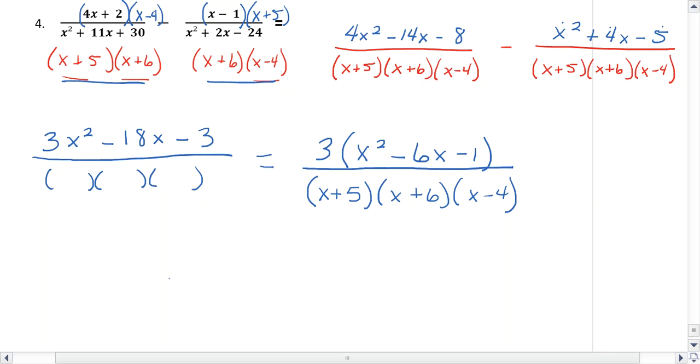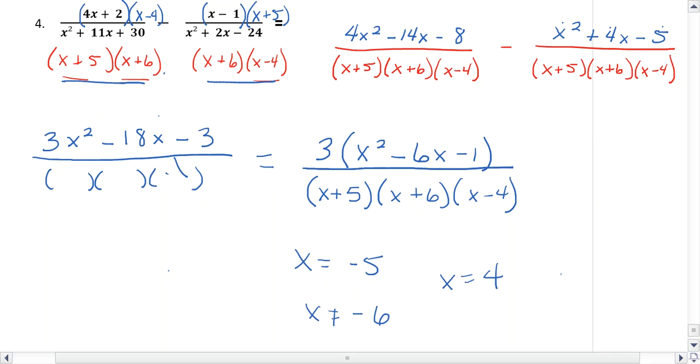And if we were asked to state any excluded values, looking at what would make the denominator 0, we would have x cannot be negative 5, x cannot be negative 6, and x cannot be 4.